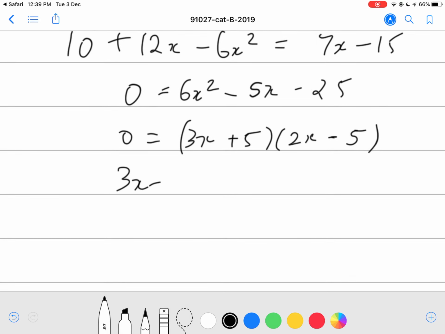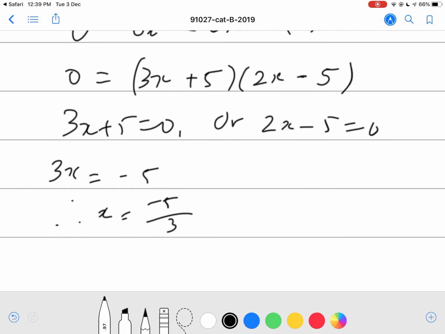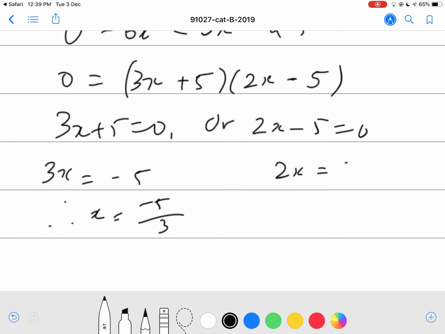So we have 3x plus 5 equals 0, or 2x minus 5 equals 0. 3x equals negative 5, so therefore in this case x would be negative 5 over 3. And in this case, 2x is equal to 5, so x would be equal to 2.5, so 5 over 2 actually.